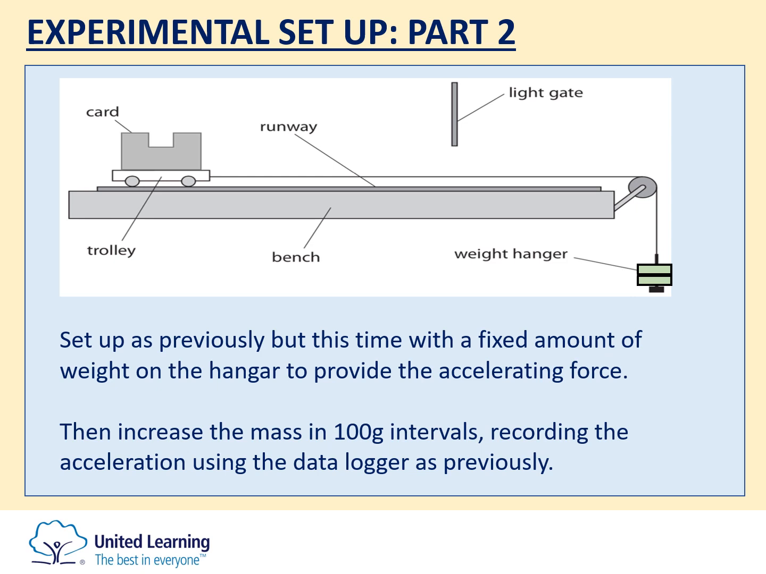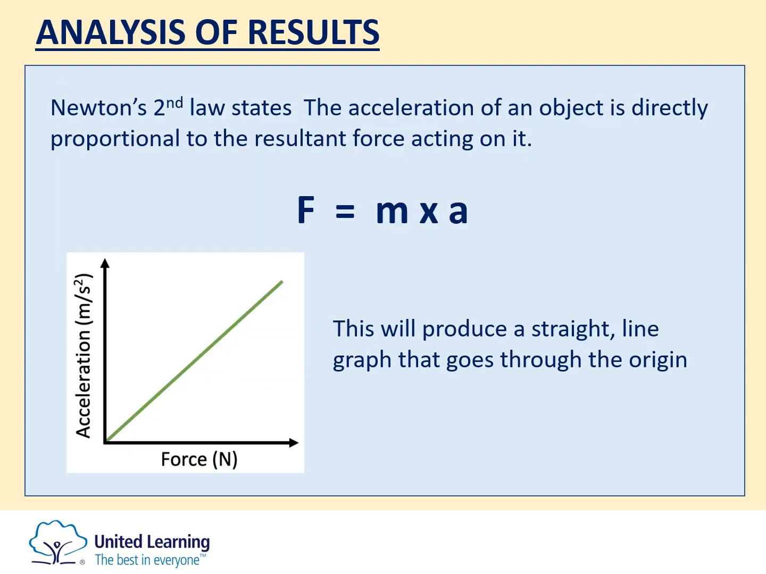Once you've completed both parts of the experiment, you can then analyse the results by plotting a graph. So for the first experiment, you change the force and you were recording the acceleration. So you want to be plotting a graph of force against acceleration.